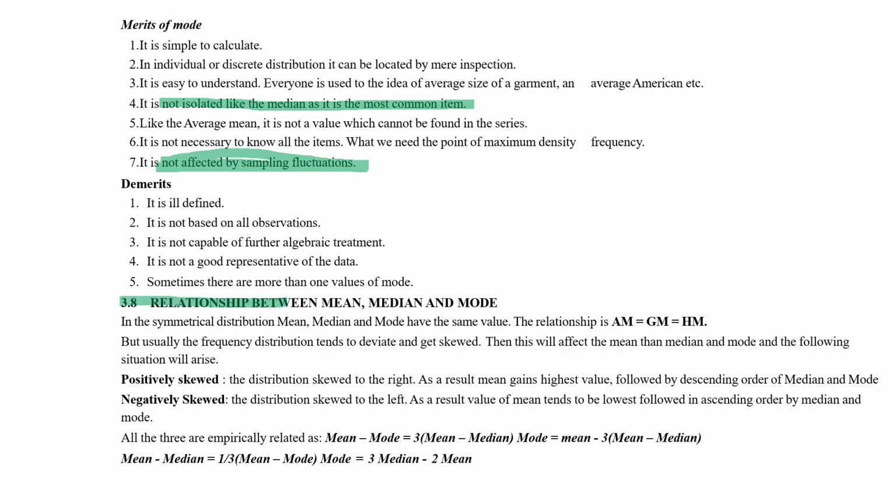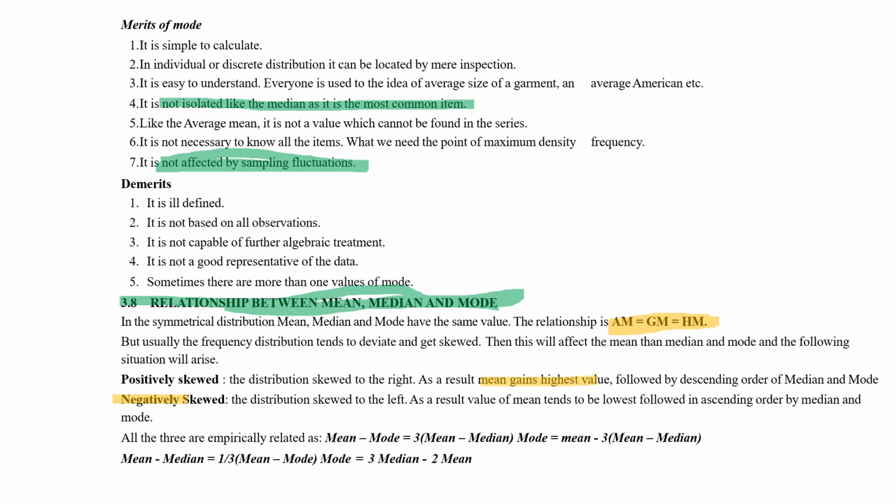Sometimes there is more than one value of the mode. So the relationship between the mean, mode and median is important. In a symmetric distribution, mean, median and mode have the same value. All are equal. But usually the frequency distribution tends to deviate and get skewed. In a positively skewed distribution, the mean gains the highest value, followed by the median and then the mode.